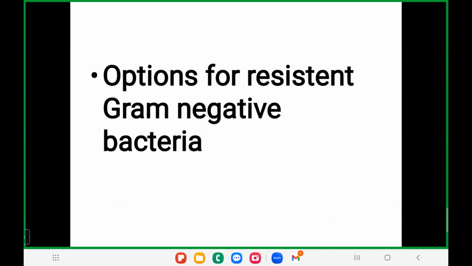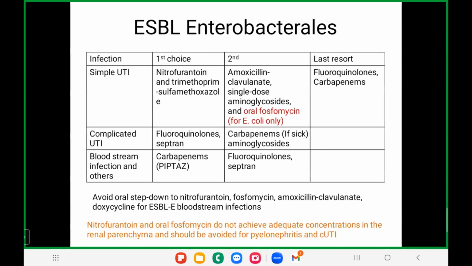The last topic we want to move to is options for resistant gram-negative bacteria. This is the commonest scenario we will encounter frequently. So already we know about ESBL, extended spectrum beta lactamases, in the Enterobacterales group. This is a simple slide I prepared from the guidelines.